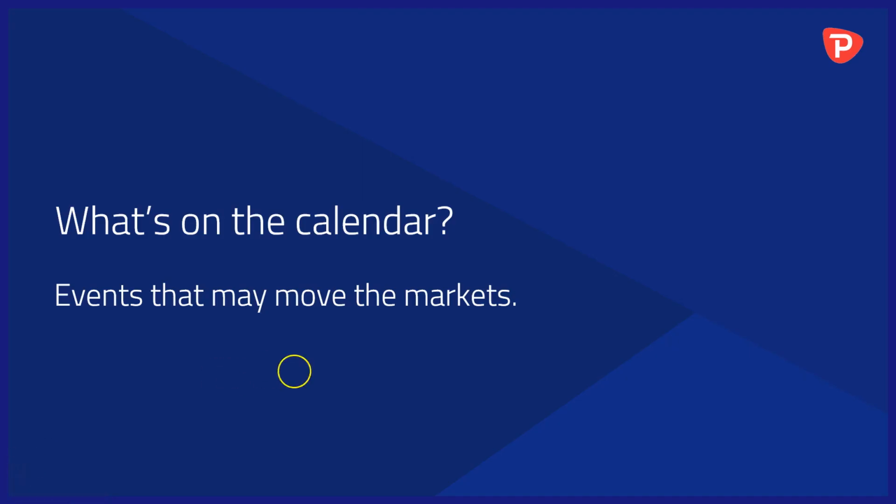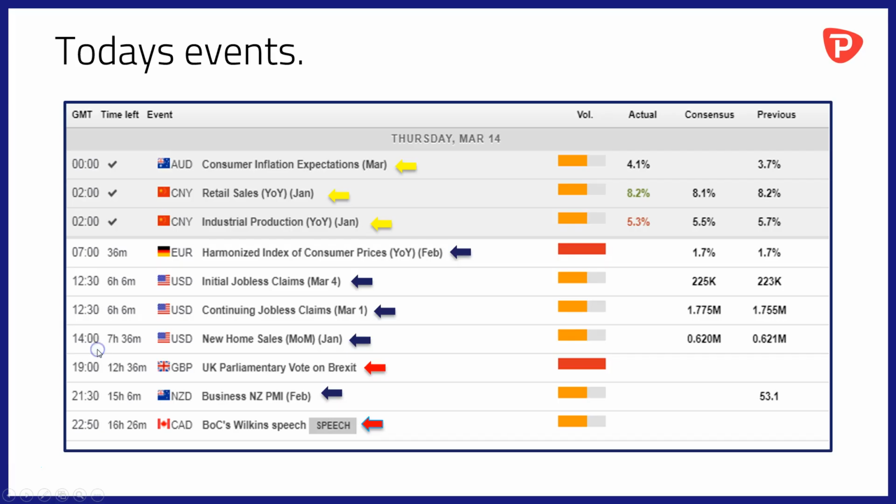Okay, let's take a look at what's on the calendar and events that may move the markets today. A relatively light calendar. We've already had consumer inflation data out of Australia, as well as retail sales and industrial production data out of China for the month of January. At 7 a.m. GMT, the harmonised index of consumer prices from Germany will be released for the month of February. And then there's a pause until 12:30 when we cross over the Atlantic for initial and continuing jobless claims, almost a week after the release of the February non-farm payrolls.